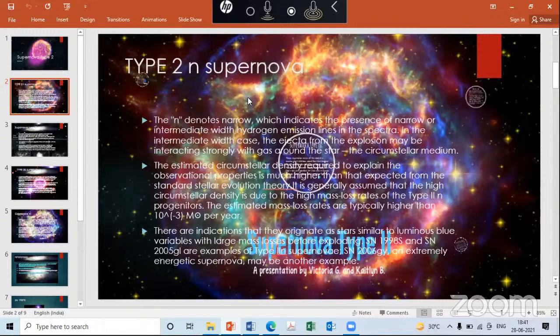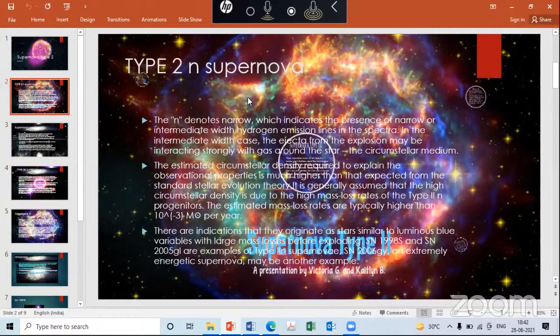The estimated circumstellar medium has high observational properties, with higher density than expected, which can be calculated from stellar evolution theory. This high density was due to the high mass loss of type 2N progenitors. This mass loss may be higher than 10 to the power minus 3 solar masses per year. They originate as stars very similar to luminous blue variables before explosion.